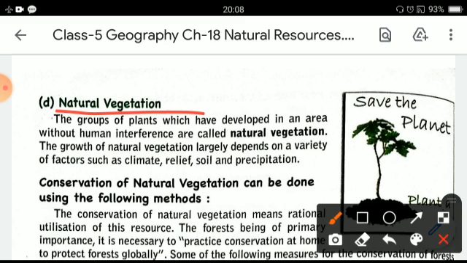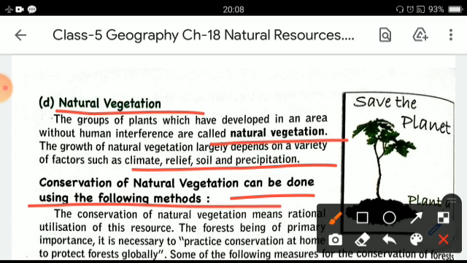The groups of plants which have developed in an area without any human interference are called natural vegetation. And the growth of the natural vegetation largely depends on a variety of factors such as the climate of a place, relief features of that place, soils and the amount of precipitation. Now some of the steps to conserve natural vegetation.